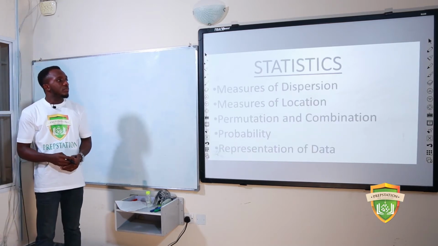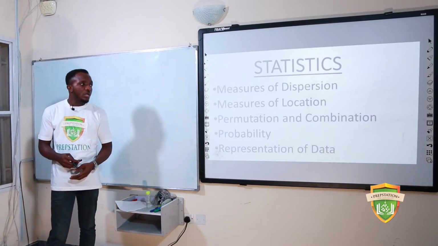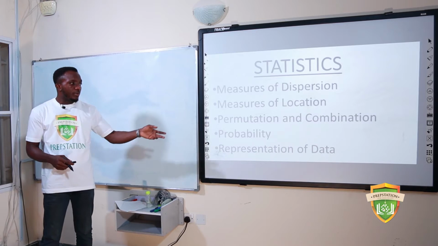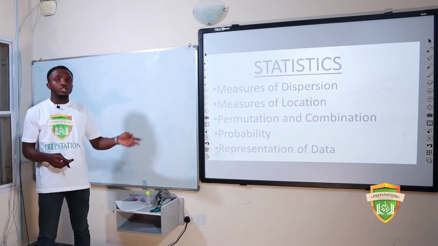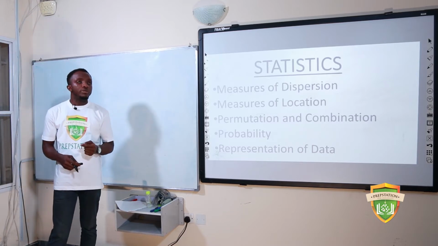Statistics is the last. Here we have measures of dispersion, measures of location, permutation and combination, probability, and representation of data. I'm going to teach you permutation and combination here.